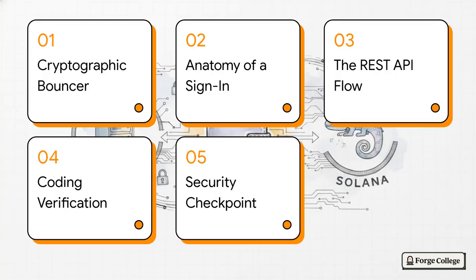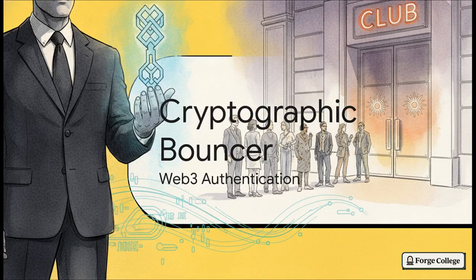Okay, let's dive into this. Here is our patent blueprint for today. We'll be hitting 5 key sections. 1. The cryptographic bouncer. 2. Anatomy of a sign-in. 3. The REST API flow. 4. Coding the verification. And finally, section 5, the security checkpoint. All right, let's kick things off with section 1, the cryptographic bouncer.